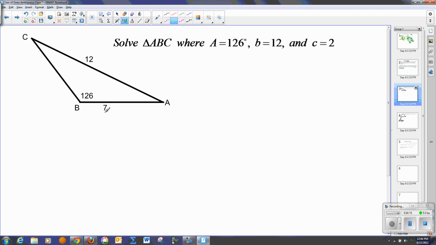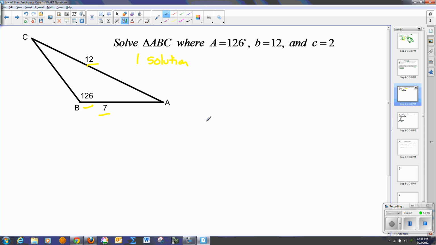So again, we're given 2 sides, 12 and 7, and an angle. And in this case, the side opposite the given angle, which would be the side of 12, is bigger than the other side. By the law we just looked at, that tells us there should be one solution. And I'll explain why there's only one later in the lesson. So we go through and try to solve this triangle now.